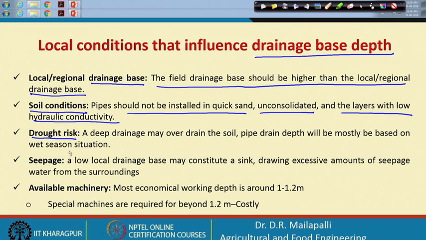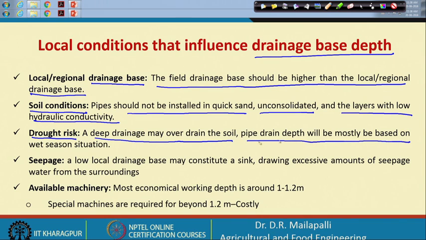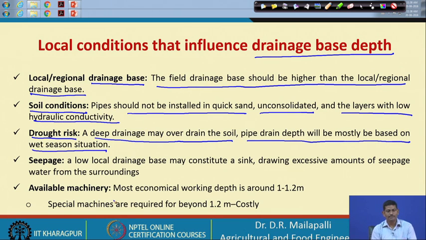And drought risk. A deep drainage may over drain the soil. Pipe drain depth will mostly be based on the wet season situation. So, what happens if you design the drainage system based on the dry season situation? It will be installed deeper, right. So, what happens during dry seasons?